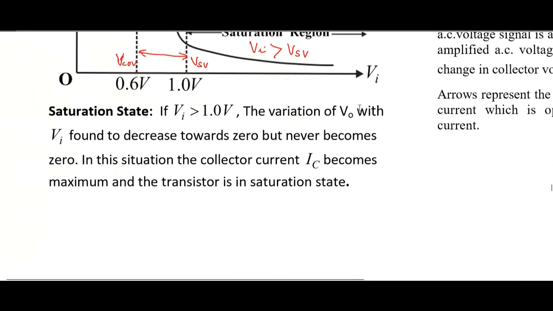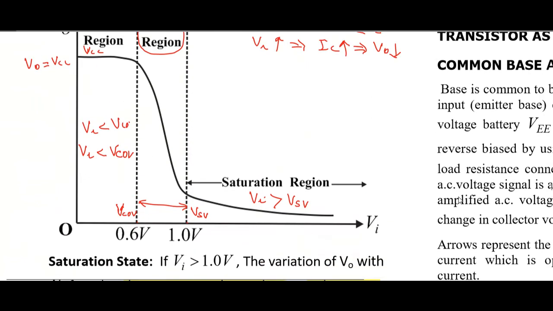In the saturation state, the variation of VO with VI is found to decrease towards zero but never becomes zero. In this situation, collector current IC becomes maximum and the transistor is in saturation state.